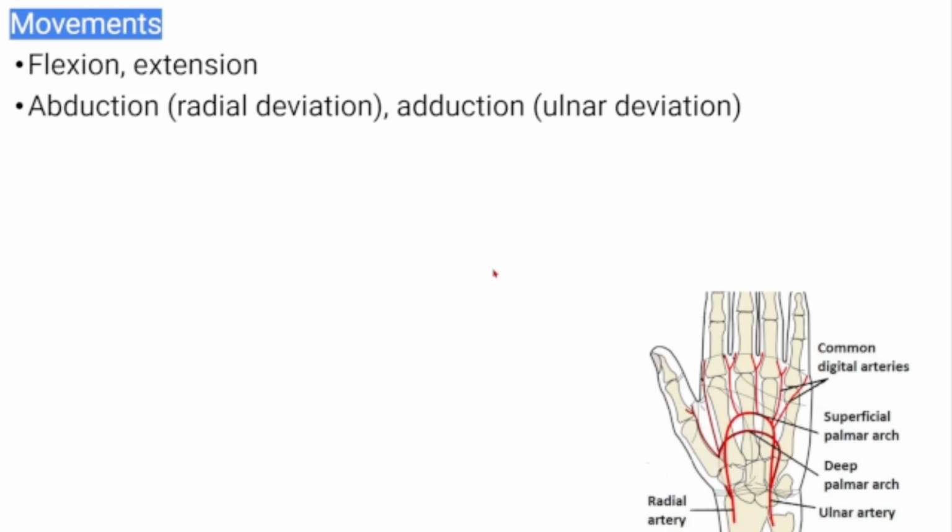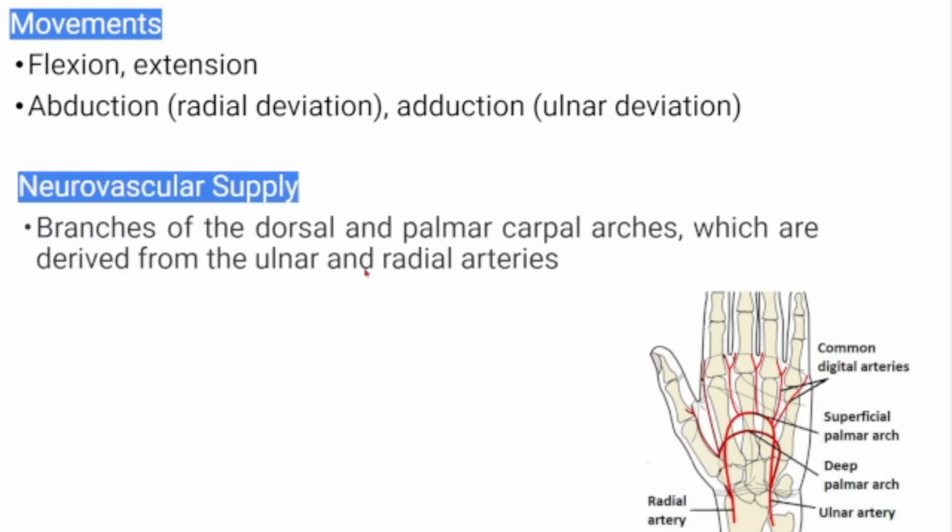So here's another picture of that anastomosis. There's a deep and superficial palmar arch that you have to know. So wrist flexion extension, and then really think of it as radial and ulnar deviation. You can call it abduction and adduction. That is technically correct. However, that is not the commonly used vernacular.